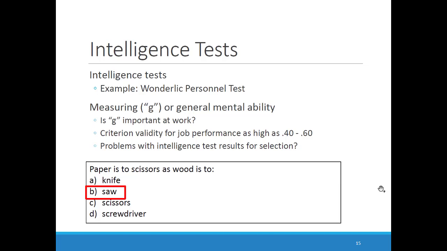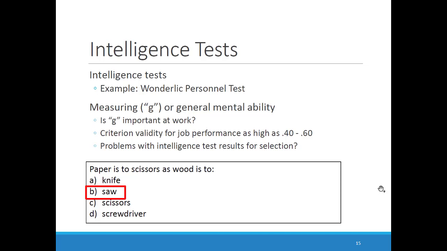Are there any problems with intelligence test results for selection? There are. One is that intelligence tests tend to demonstrate what we call adverse impact, and we're going to talk more about that in Chapter 7. Essentially, what adverse impact is referring to is that a test results in different scores based on different groups of people. And those different scores relate to some groups of people getting hired at a higher rate than others.